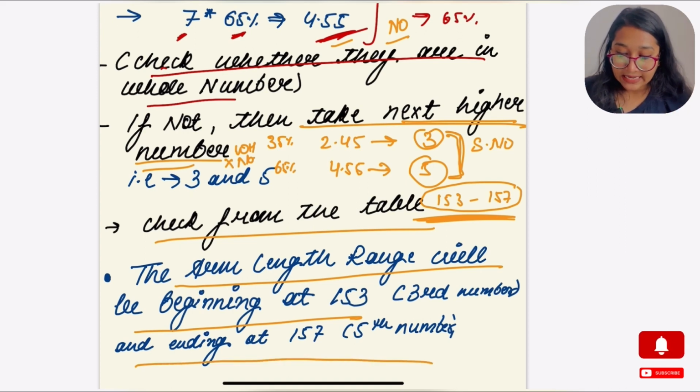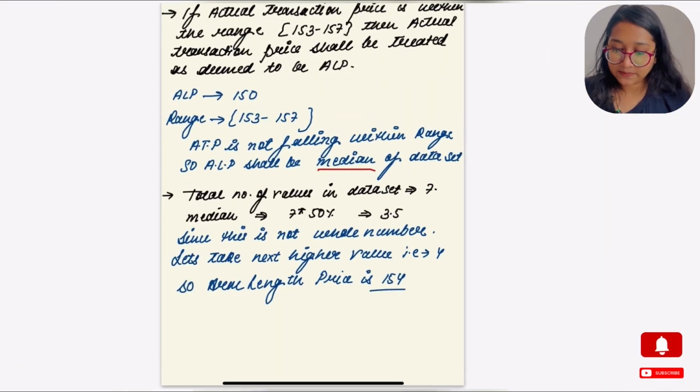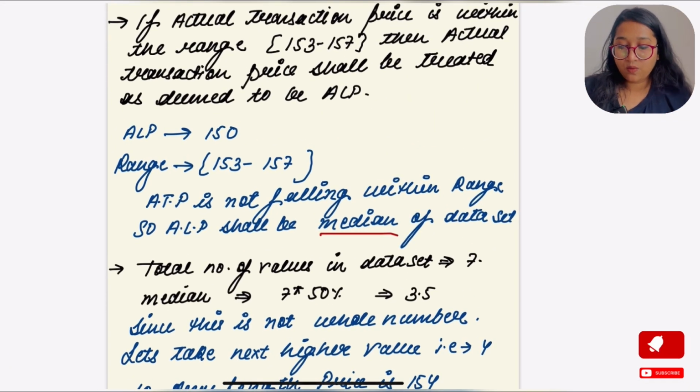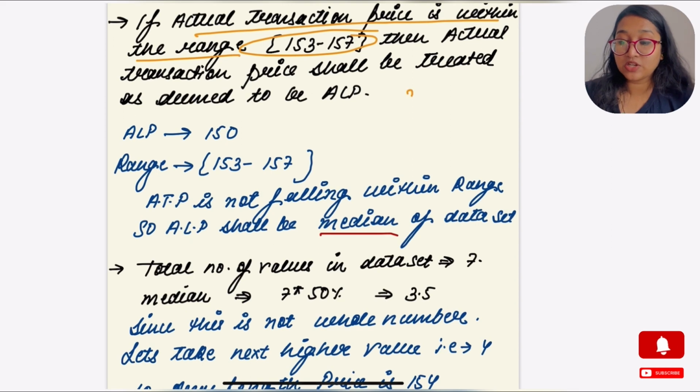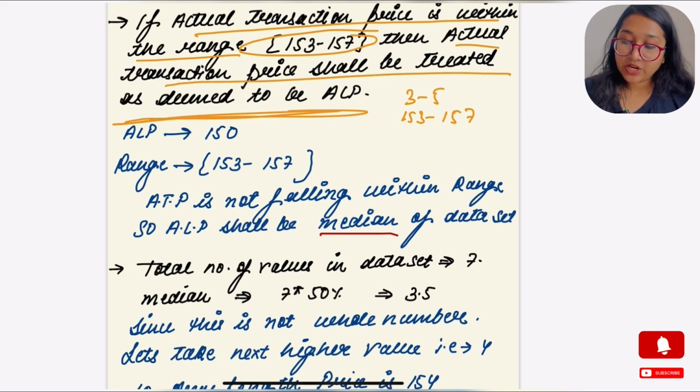Okay, and ending at 157. Is it clear? Yes, bhai. Okay, is this part clear? Yes. Now the thing comes that if the actual transactional price is within this range, which range? 3 to 5. 3 to 5 is 153 to 157. If the actual transactional price was between 153 to 157, then the actual transaction price shall be treated and deemed to be arm length price.